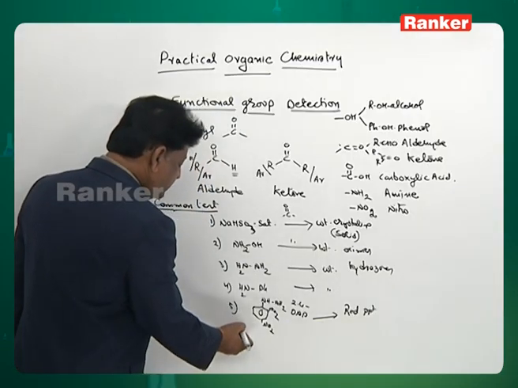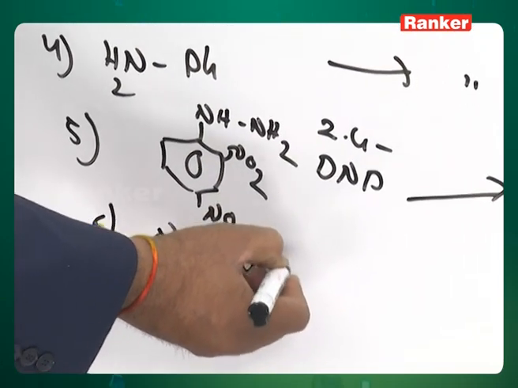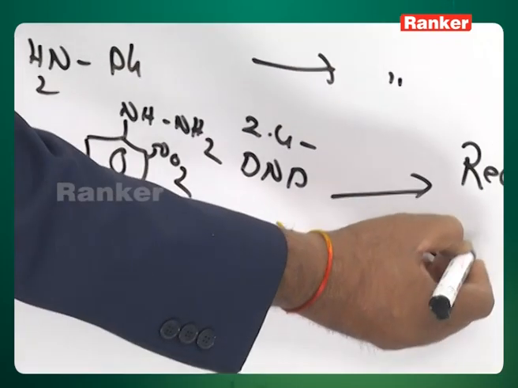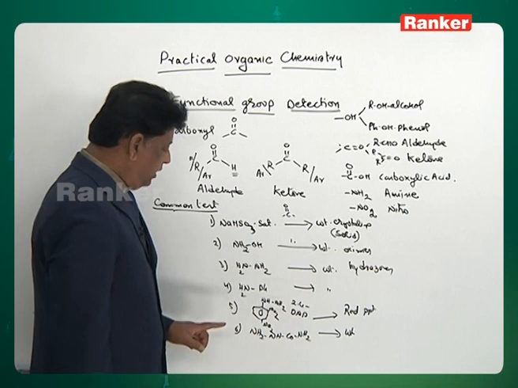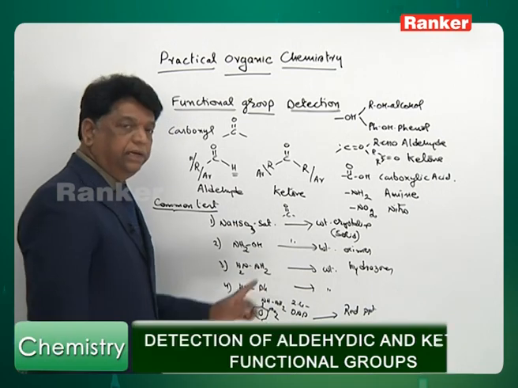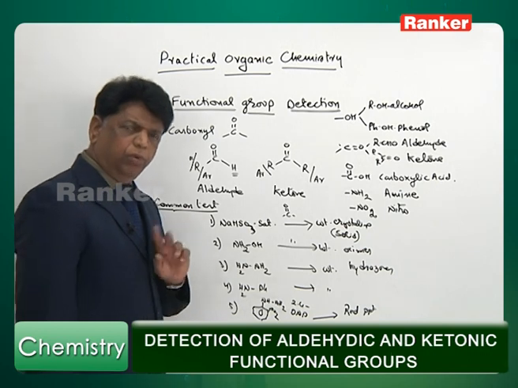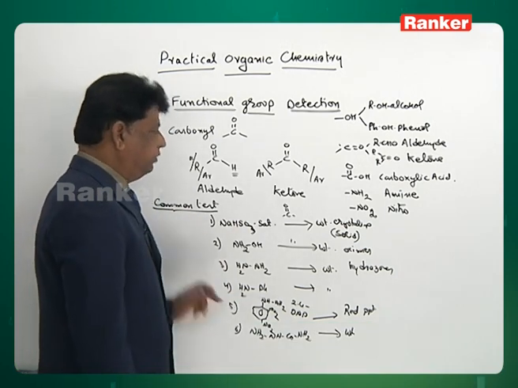You also have semicarbazide, that is NH2NHCONH2. This also will give once again a white color. So except for this fifth one, the 2,4-DNP, all are giving white color derivatives. These are all common tests. Common tests means both aldehydes as well as ketones will respond to them.